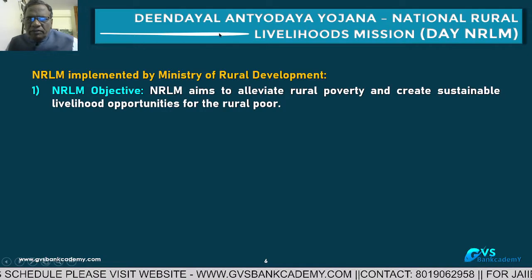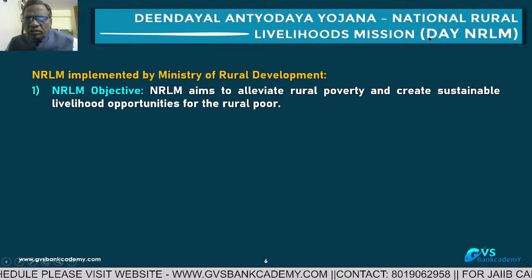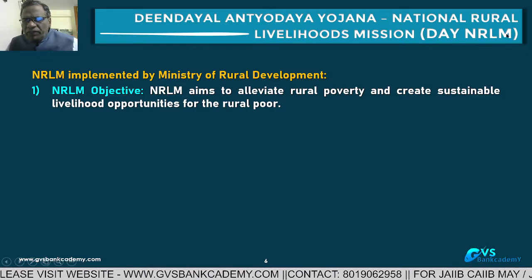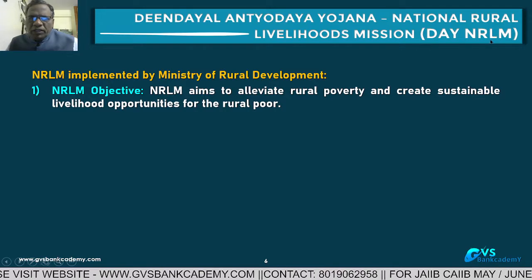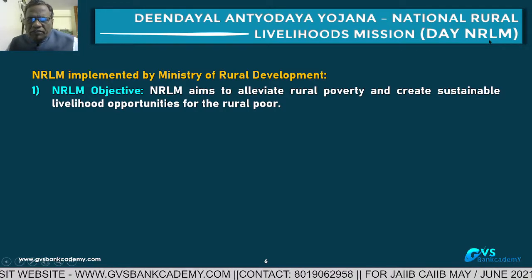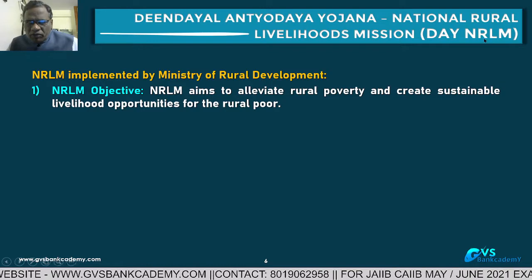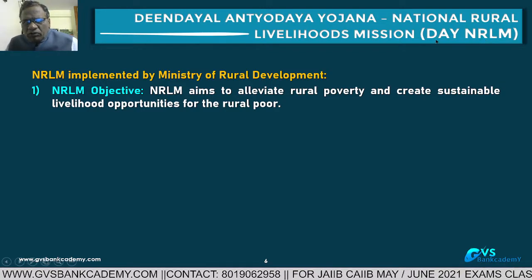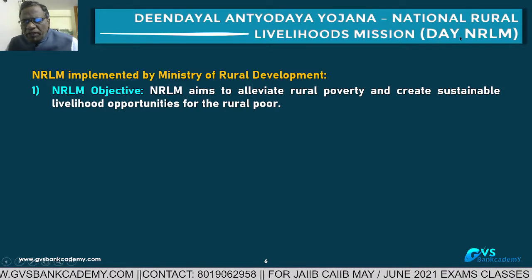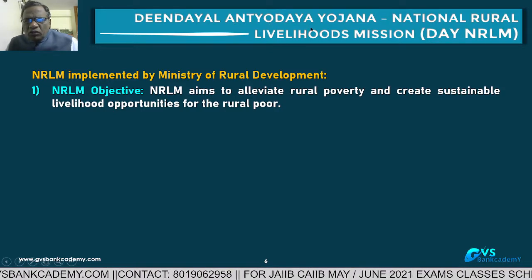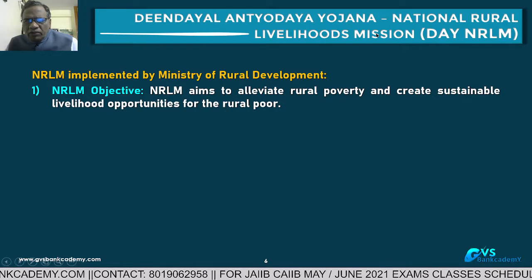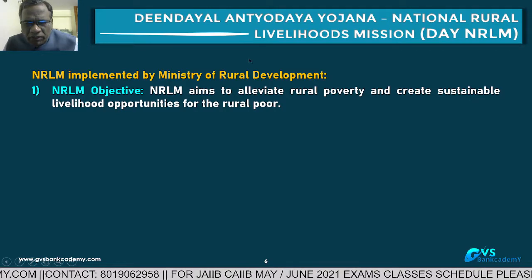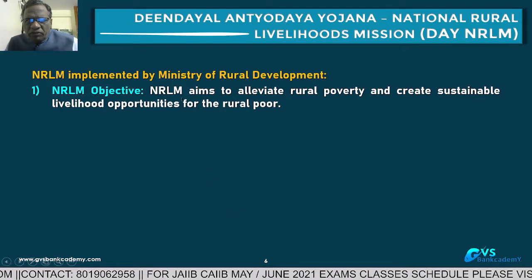And this Deendayal Antyodaya Yojana, National Rural Livelihood Mission. This scheme is very, very important and most important for all banks, for all JAIIB, CAIIB, promotional exams, for all scales also. Compulsory one, two, or sometimes they give three questions from DAY-NRLM. This scheme is implemented by the Ministry of Rural Development. Whatever the important points are, I am going to discuss under this scheme.